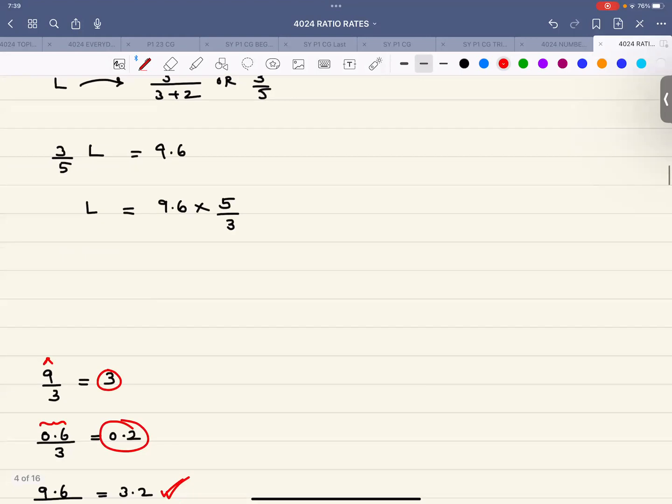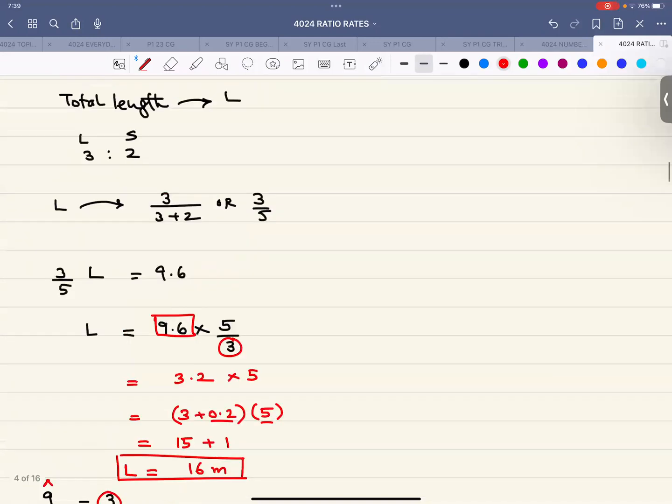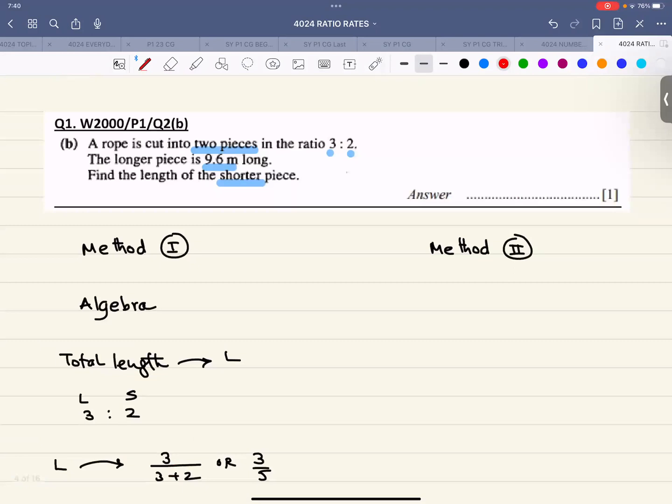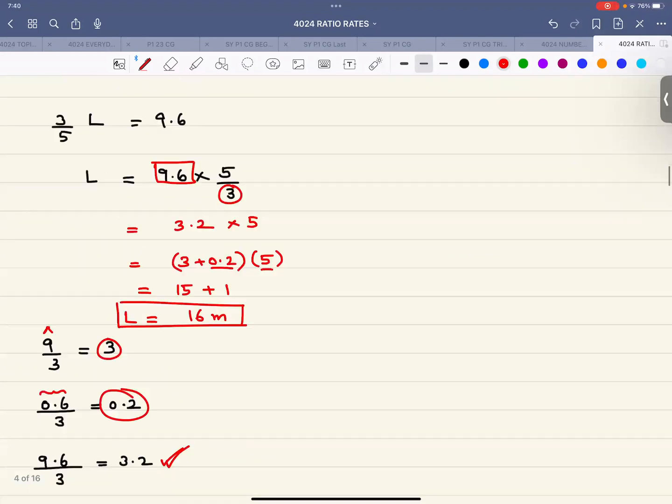So 9.6 divided by 3, that is 3.2. And multiplication by 5. So that comes out to be 3 plus 0.2 into 5. That is 5 3s are 15. And 5 into 0.2, that is 1. So therefore, this comes out to be 16 meters. That is the length of the larger piece. And that is exactly what they are looking for. Actually, they're looking for the shorter piece. Longer piece is 9.6 meter. They are looking for the shorter piece.